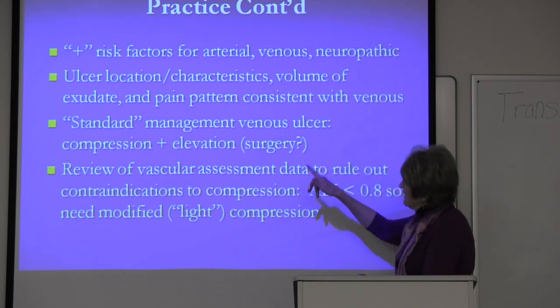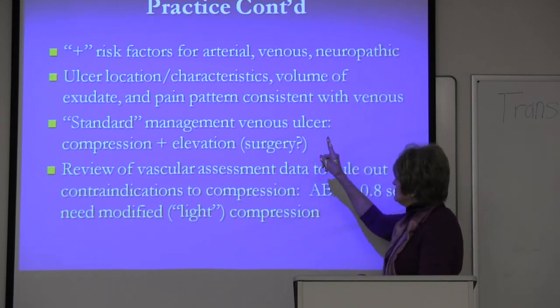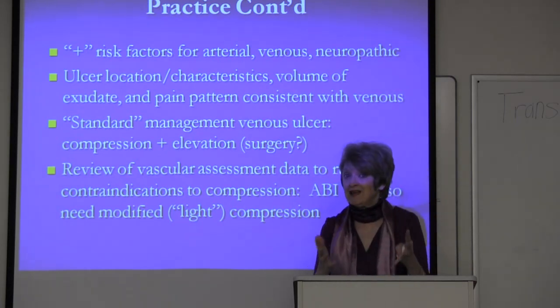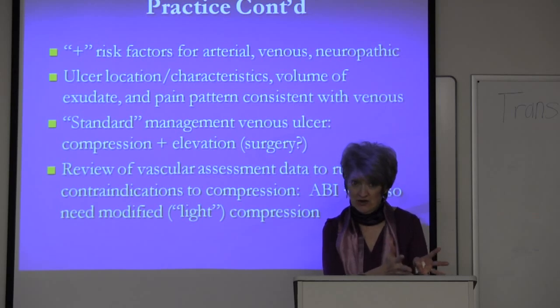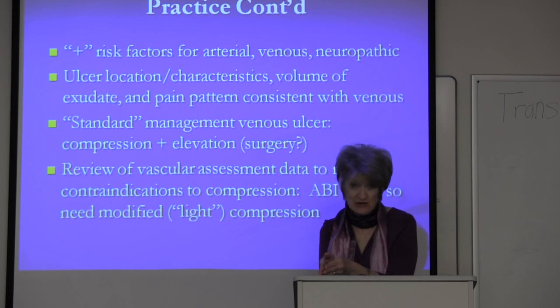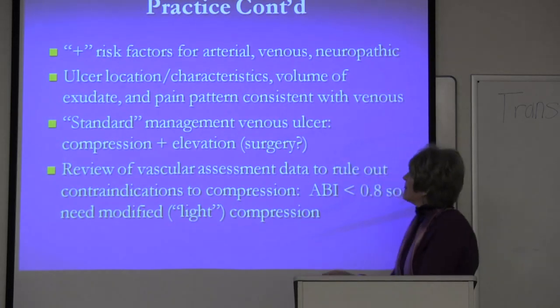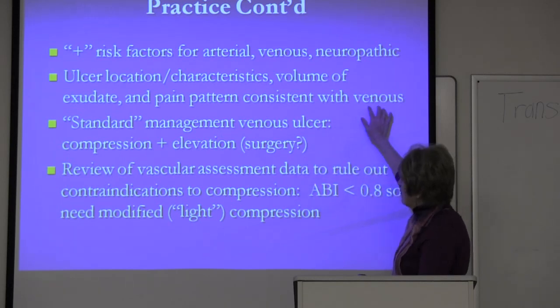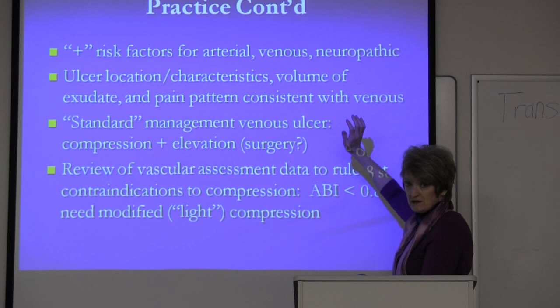So if you put it all together, she has risk factors for arterial, venous, and neuropathic. But remember, risk factors just tells you that, yes, the patient has medical history that would be consistent with development of this type of ulcer. It does not tell you what you have. The ulcer location, the ulcer characteristics, the volume of exudate, and the pain pattern are all consistent with venous.